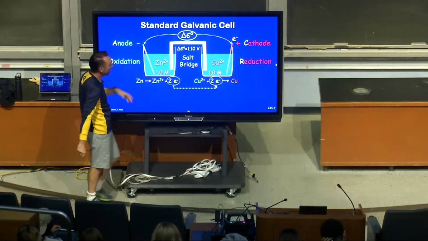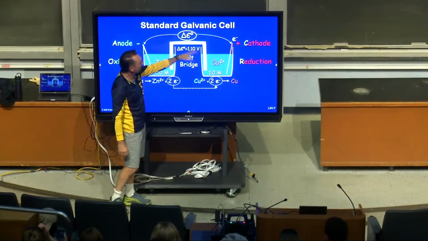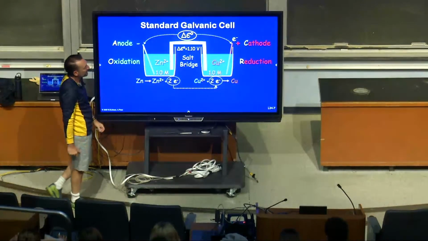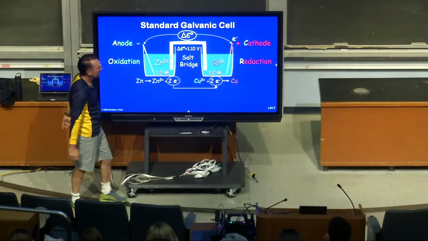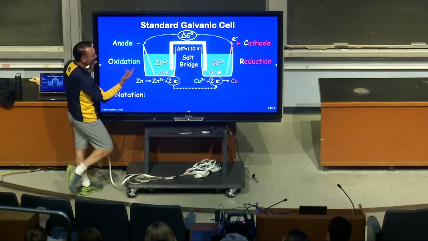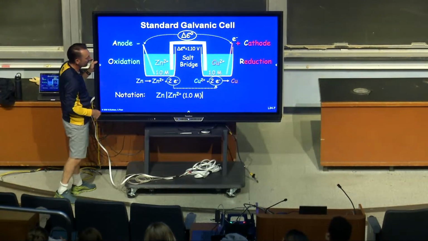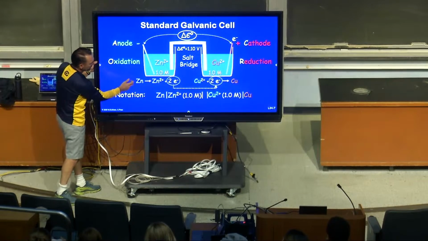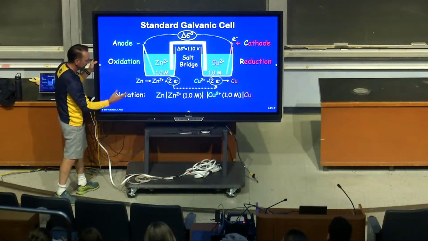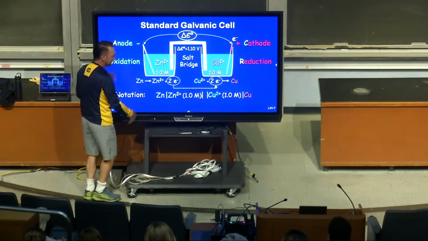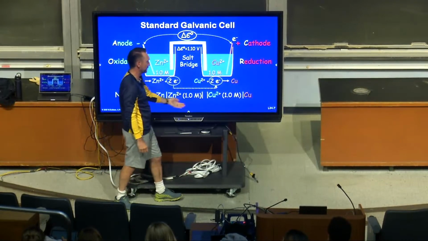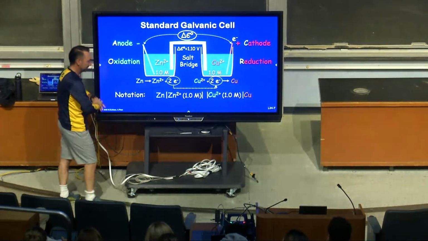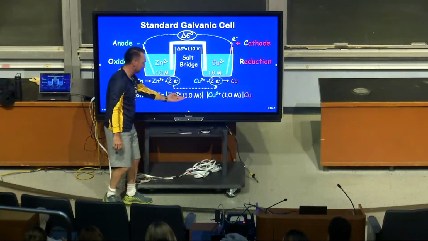Anyway, you can calculate this voltage. You get about a volt of potential from that. The important thing here is just the notation. I don't care if you can write this. This is cell notation. If this were the fall semester, you'd have to learn how to do this. I don't care. I will give you the cell notation.